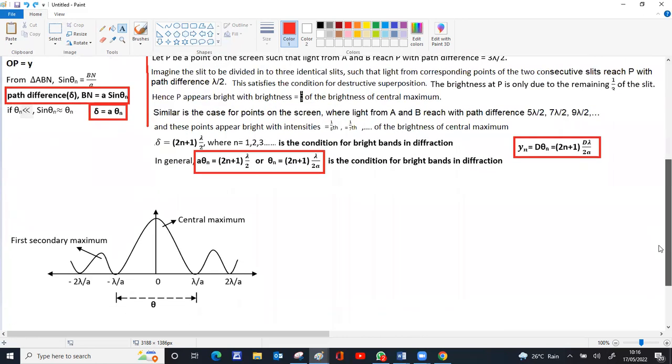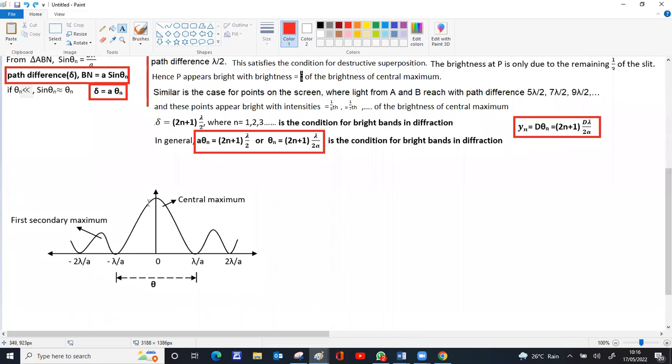Now this is the pattern, roughly. This is the central maximum. This is called the first secondary minimum. This is the first secondary maximum. This is also a first secondary maximum on the right side. Now this distance, or the difference of the angular position, this is theta, lambda by a.